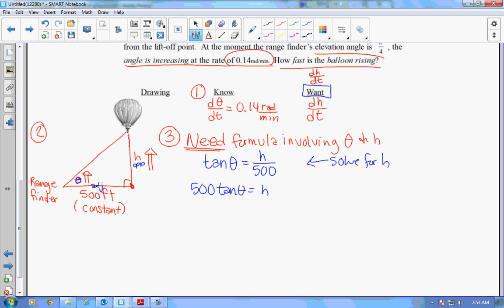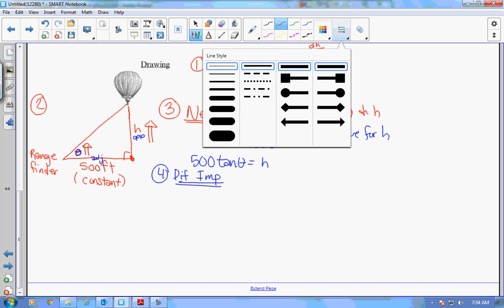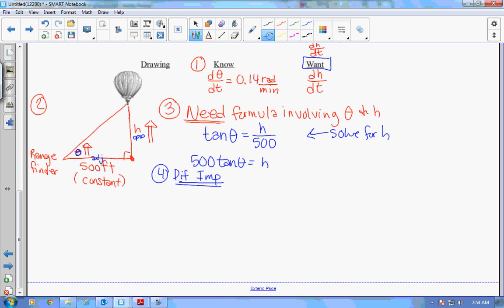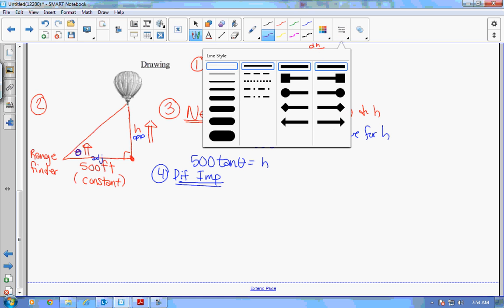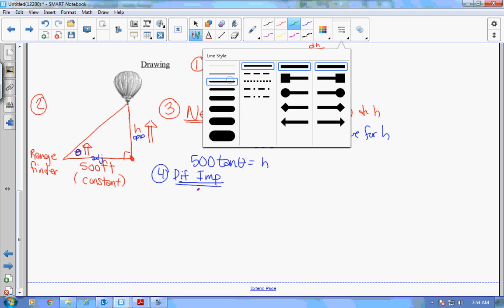Differentiate both sides implicitly with respect to time. Okay, this is where you have to be careful on how you differentiate. Differentiate implicitly with respect to time. Okay, so if I'm going to differentiate, oops, red doesn't look so skinny. I don't know what's wrong with this.